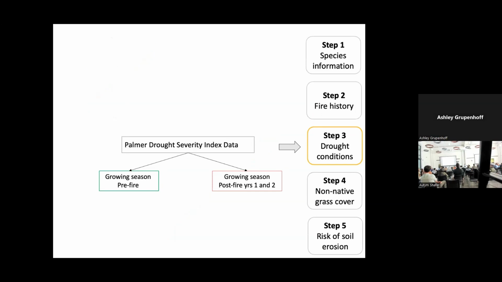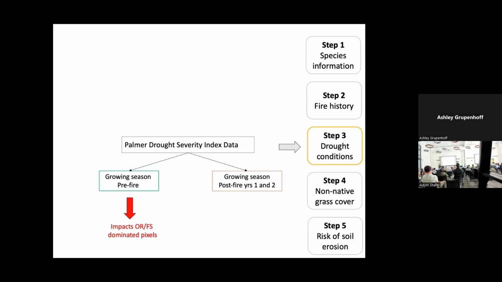The third step of the tool looks at drought conditions, and in the tool it takes you to a NOAA site, so you can query the Palmer Drought Severity Index for the ecoregion that the fire is in that you're working in. And we're interested in the number of months in the growing season between November and May that are categorised as severe or moderate drought. So we look at the growing season before the fire.